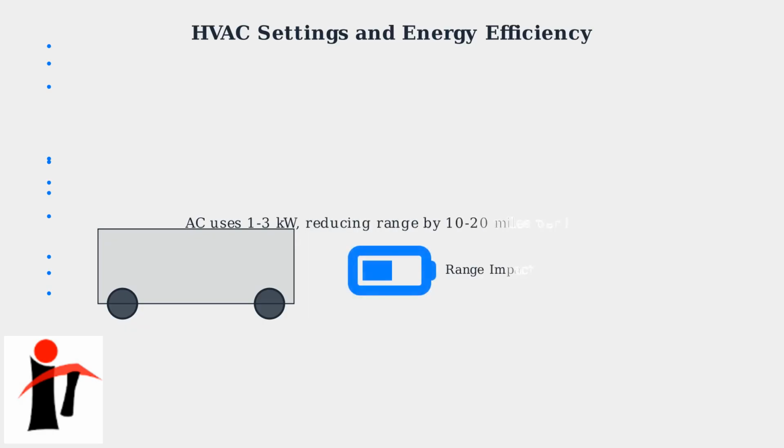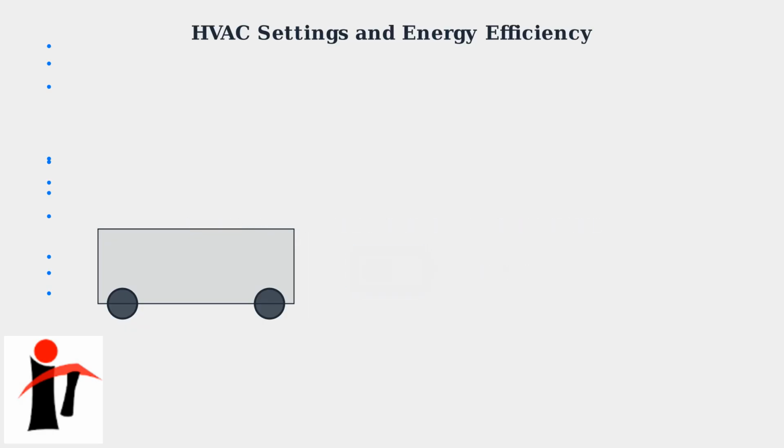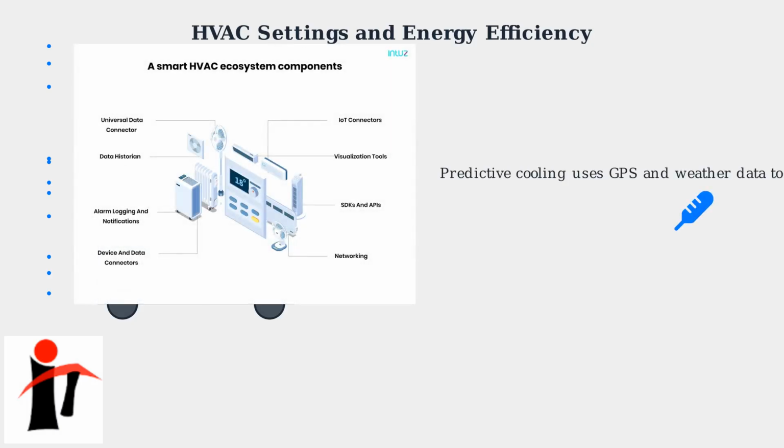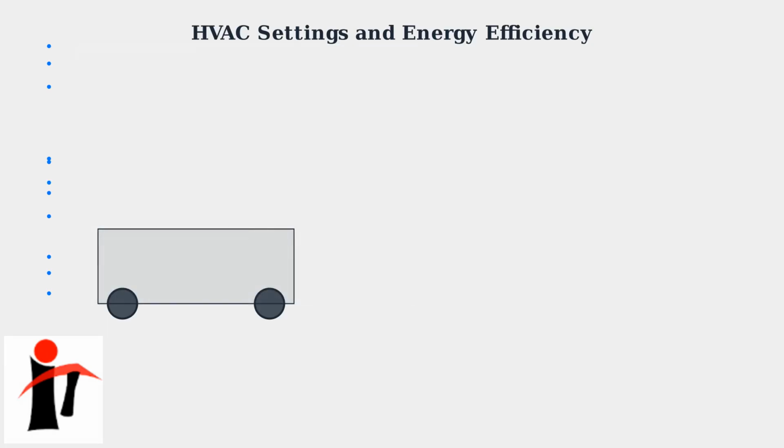Be mindful that AC operation consumes 1 to 3 kilowatts of power from your battery, potentially reducing your driving range by 10 to 20 miles for each hour of use. If you notice calibration issues or erratic behavior, try rebooting your touchscreen by holding the power buttons or check for the latest firmware updates through the Tesla app. Take advantage of predictive cooling, which uses GPS location and weather data to pre-cool your cabin before you arrive at extreme temperatures, reducing overall battery usage.